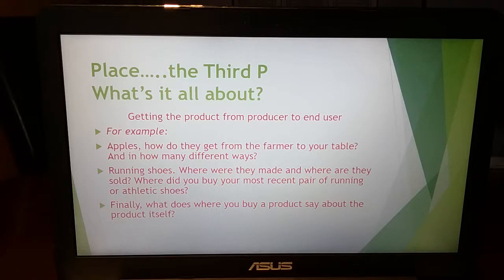And then the other thing you want to think about, this is really important, is what where you buy the product says about the product itself. So every store has an image, and marketers, just like price, where you sell says something about your product. So, you know, a shirt from Walmart versus a shirt from Lord & Taylor, for example.